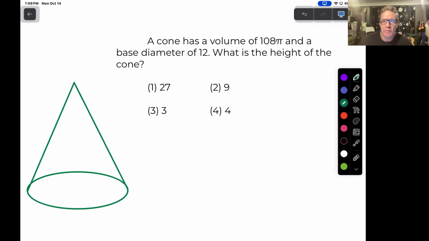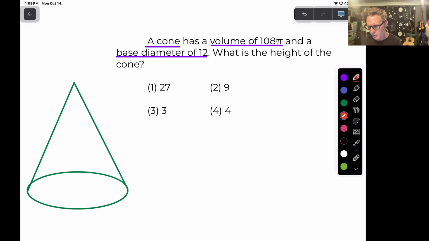A cone has a volume of 108 pi. So first off, when you see one of these 3D geometry questions, the first thing you need to do is identify what the shape is. The cone has a volume of 108 pi. All right, that's important information. And a base diameter of 12. Okay, so these are all very important things.